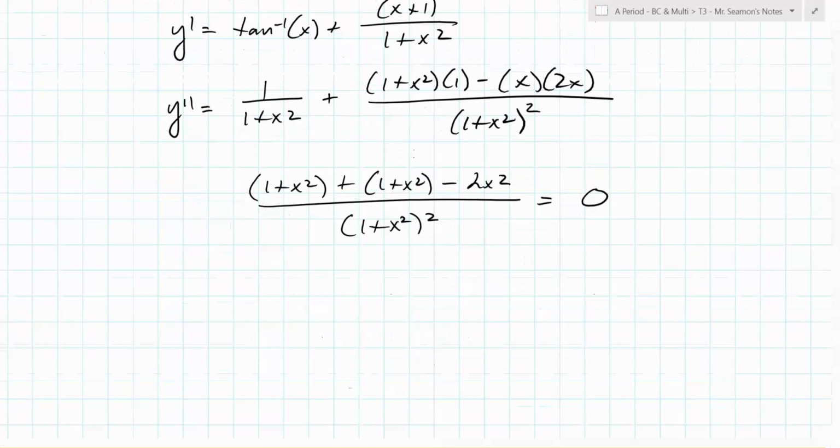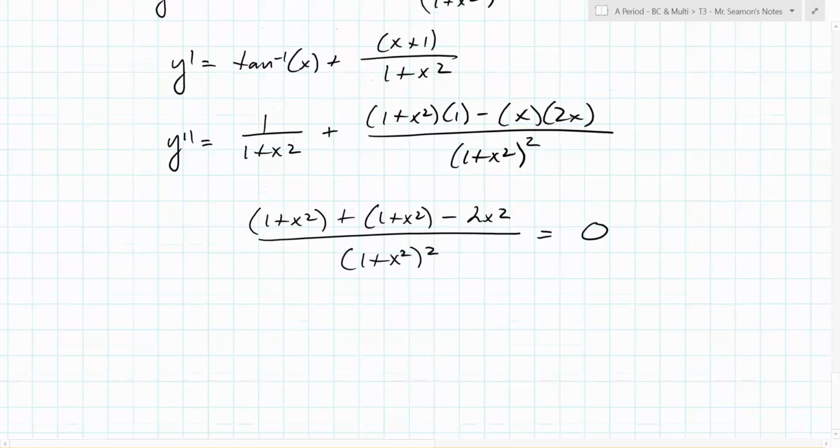Again, fraction equals 0. What's the only way for a fraction to equal 0? Wait, where did that x plus 1 go? Where'd it go? I needed a common denominator, so what did I multiply that by? 1 plus x squared over 1 plus x squared.